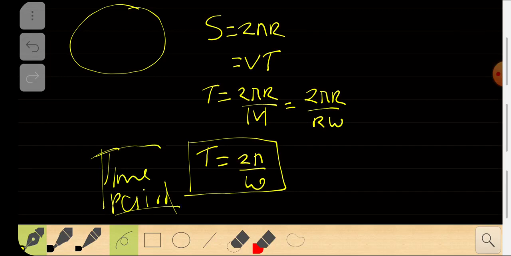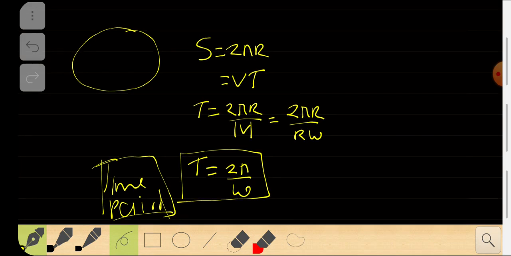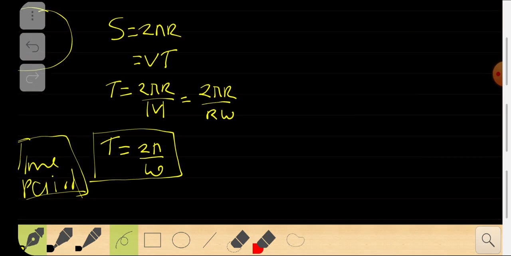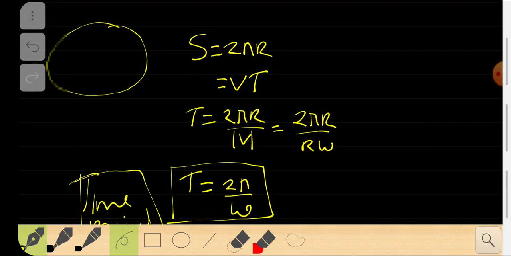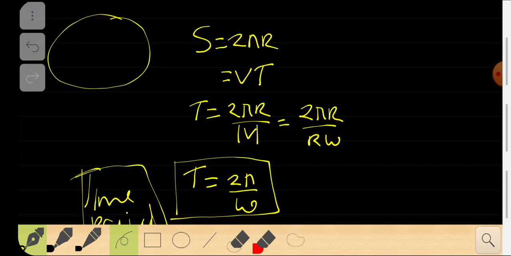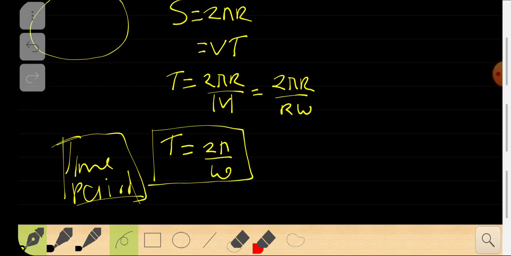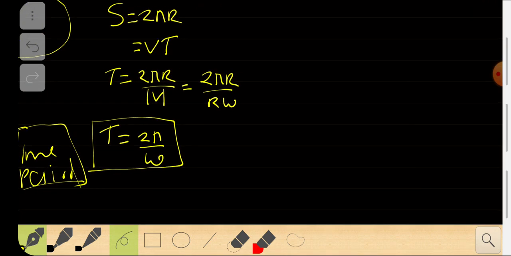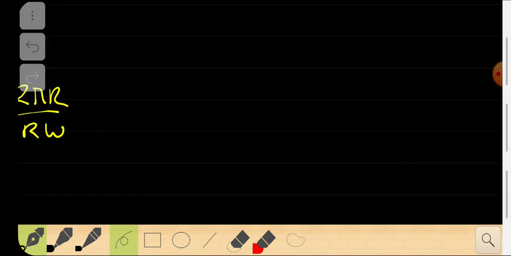So that's the time period of oscillation, which is 2 pi by omega. And this is for one oscillation, how much time it will take. If omega is some value, then you can find it out using that straightforward equation. You have been seeing it for a long time, so I'm not going to spend much time on that.